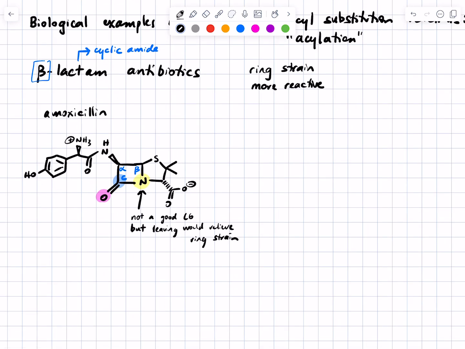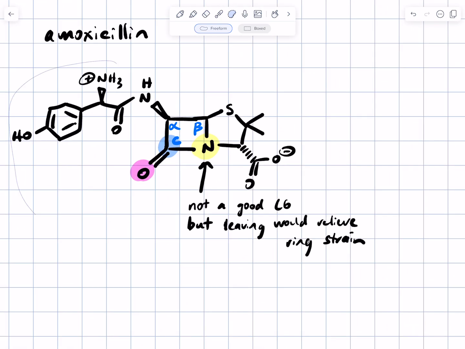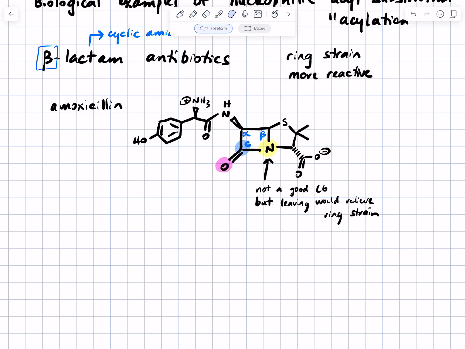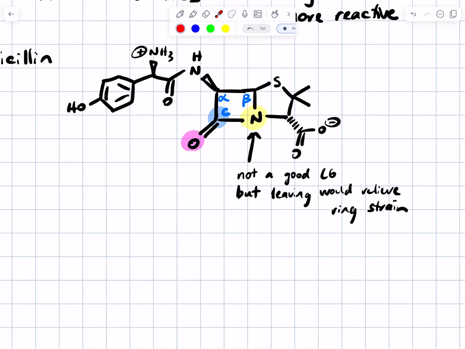Okay, questions so far about the beta-lactam? Yes? N is typically not a good leaving group, but it's going to relieve ring strain. It's not a good leaving group normally. In this case, because of the strained four-membered ring, it can be. Because if it left, and I'll show you this later, this bond is going to be broken and the strain will be relieved in the four-membered ring.